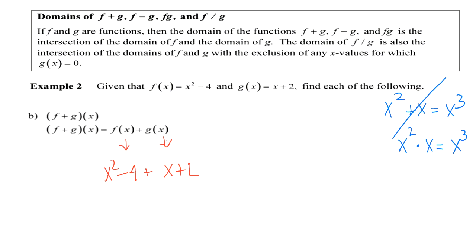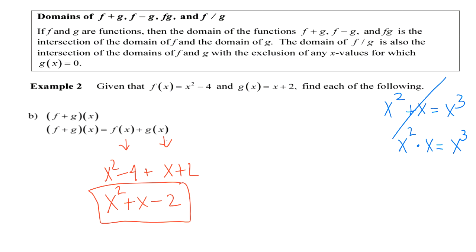So I have x squared, and I don't have another x squared, so I just write x squared. Then I have an x, so I get plus x. And then I have a negative 4 and a positive 2. I subtract and take the sign of the larger number, which is negative, so negative 4 plus 2 is negative 2. And this is all she wrote for this one. You don't have to factor it.